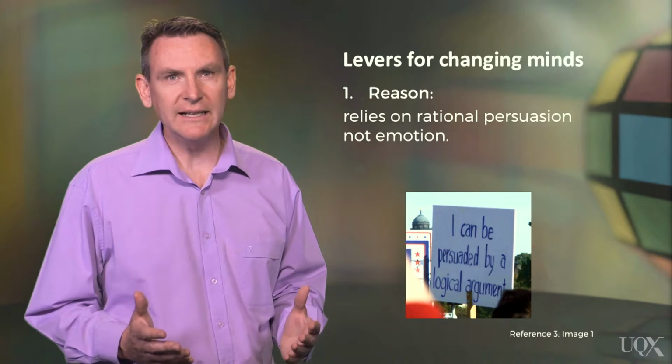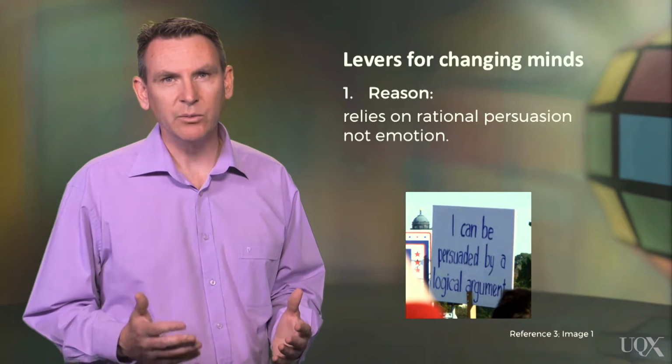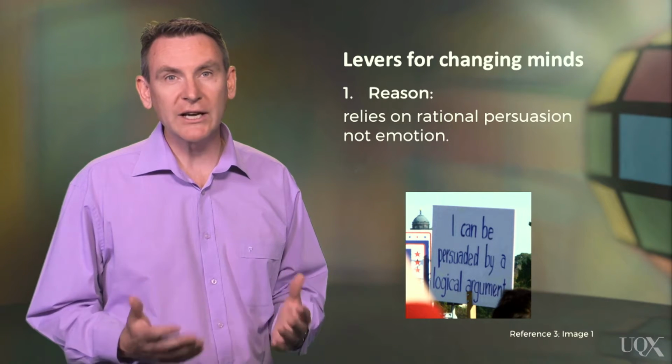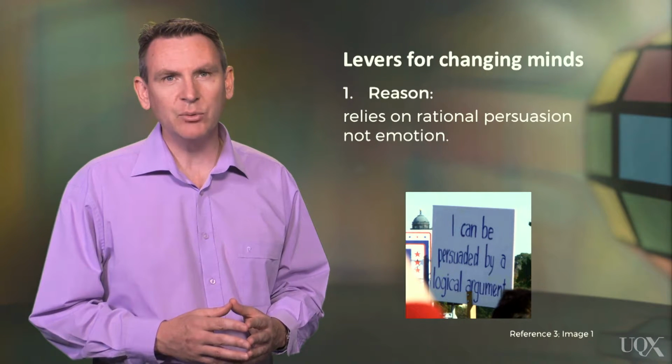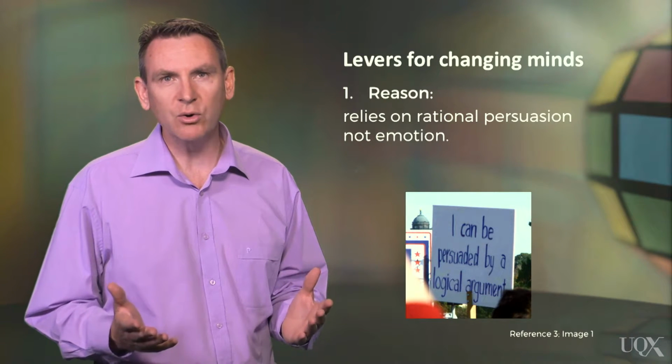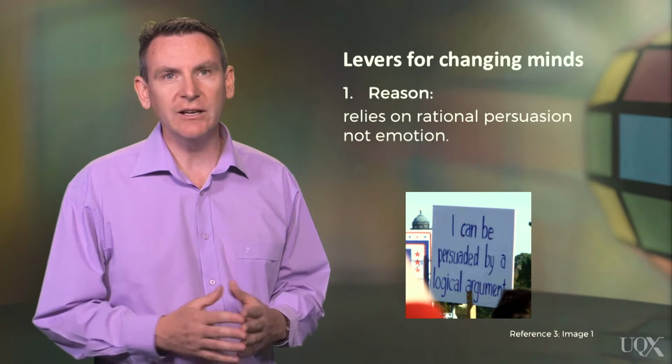The first lever, or influence tactic, is reason. In contrast to Cialdini's 6 principles of persuasion, which focuses on using emotions to influence others, this tactic relies on rational persuasion. An example would be a presentation that systematically explains all the reasons why an organisation should be part of a new development project.